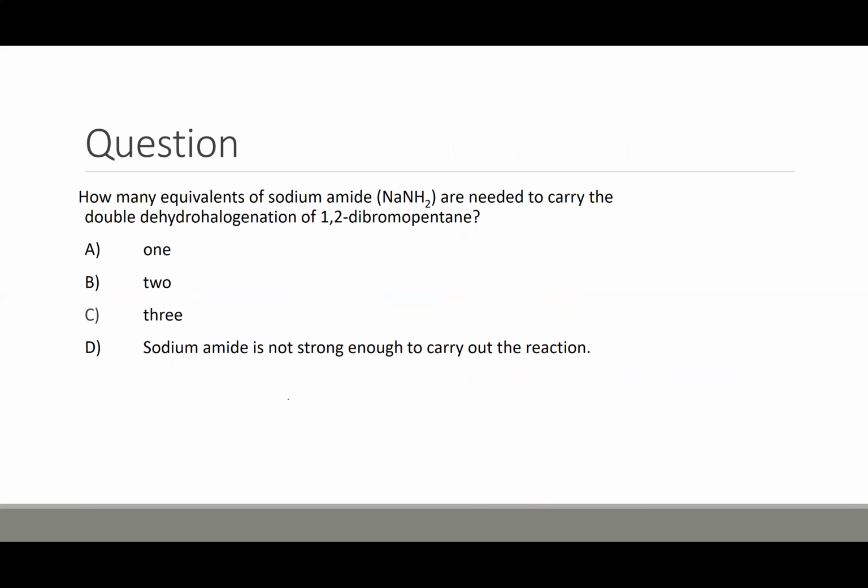Okay, to reiterate what we just went over, how many equivalents of sodium amide, our strong base, are needed to carry out the double dehydrohalogenation of 1,2-dibromopentane? Let's draw what this looks like. So here's a pentane. There's a bromine on 1 and 2.